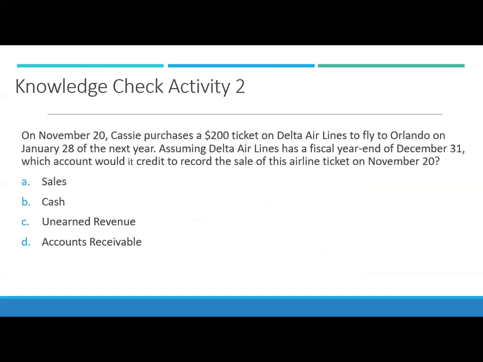So on November 20th, Cassie purchases a $200 ticket on Delta Airlines to fly to Orlando for January 28th next year. Assuming Delta has a December 31st year end, which is the credit to record the initial sale on November 20th?